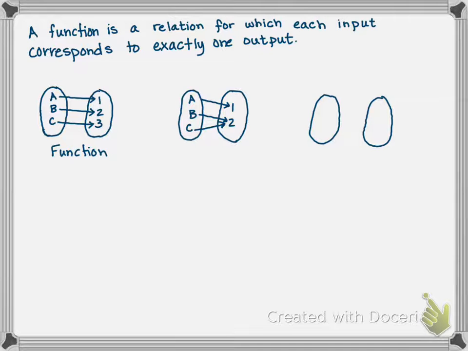So one way you can think about it is like if we all went to the airport, we could all get on the same plane and go to the same destination, but it's impossible for one of us to get on 2 planes and go to 2 different destinations, right? So that's basically what a function is. It's saying that everybody can go to the same place, but one person can't go to multiple places. So this is a function.